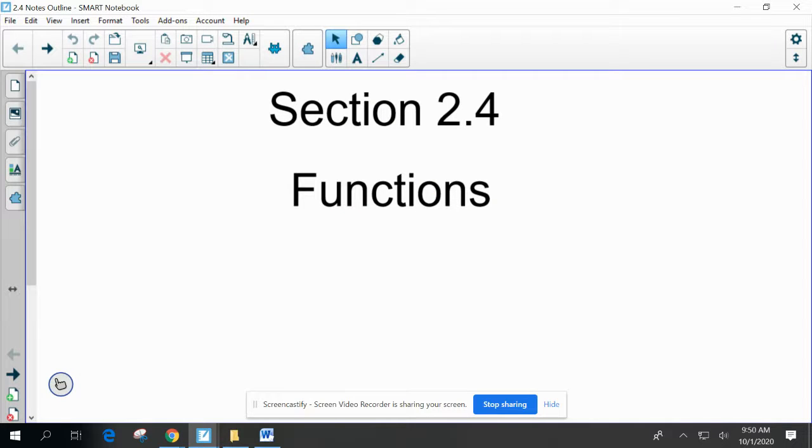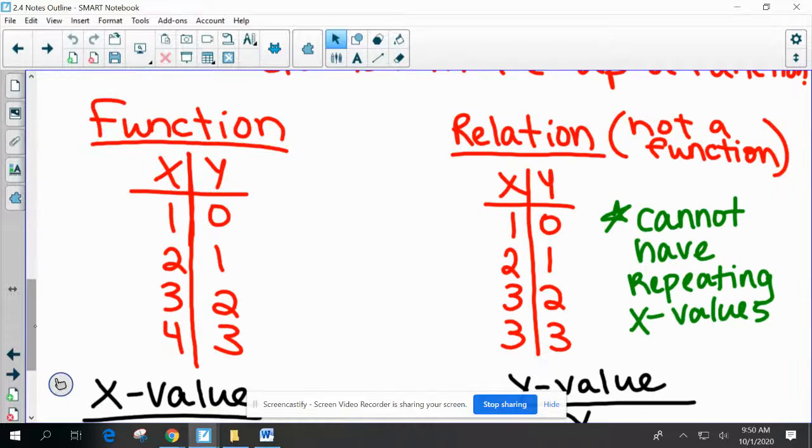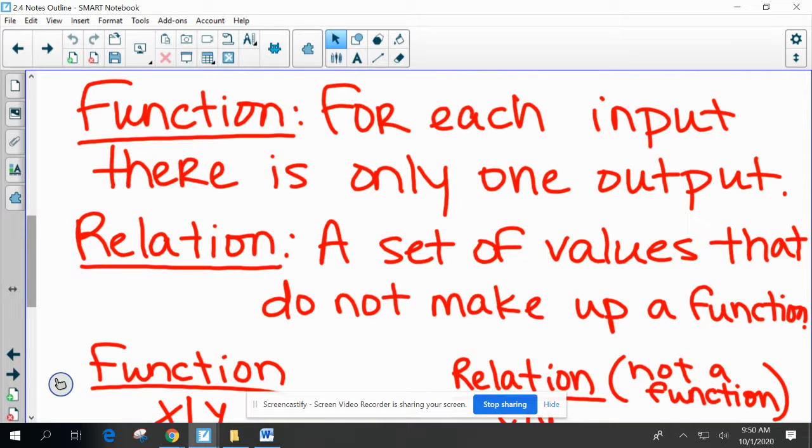All right, section 2.4, functions. Here are some vocab words to write down on your notes outline. So if you would pause your video and write these words down.